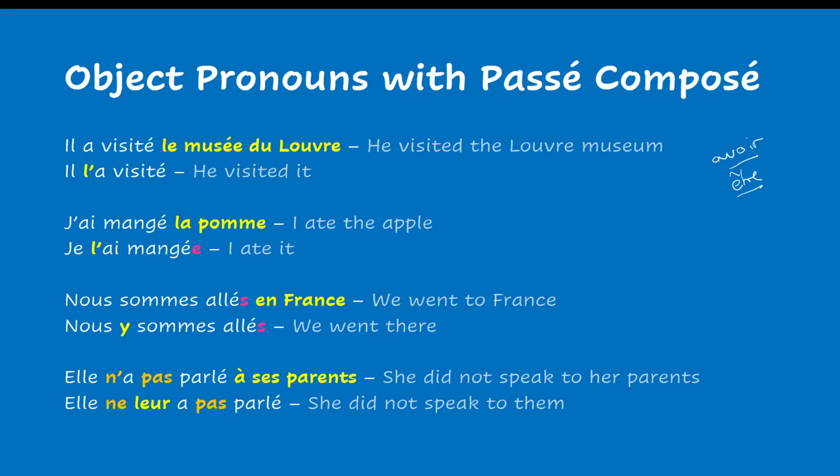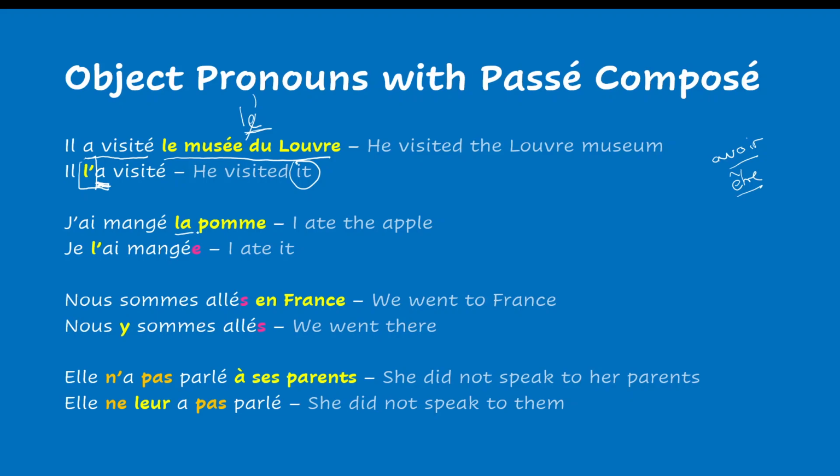So in the sentence here, those verbs are all in the passé composé. Il a visité le musée du Louvre. He visited the Louvre Museum. We want to use le here, direct object pronoun to replace le musée, but since it is in front of a vowel, we are going to put l'. And here too, you will put the pronoun in front of the verb and more precisely in front of the auxiliary. Il l'a visité, he visited it.